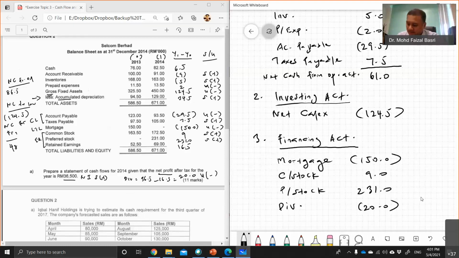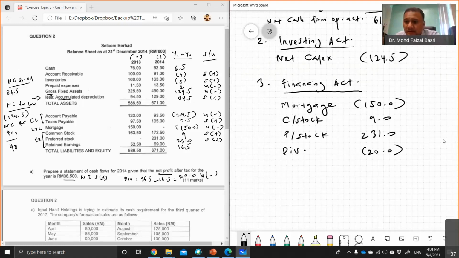Okay, so is there anything missed? Okay, I think that's about it. We find the subtotal. So this would be net cash from financing activity. So negative 150, plus 9, plus 231, minus 20. So here I get 70.0.